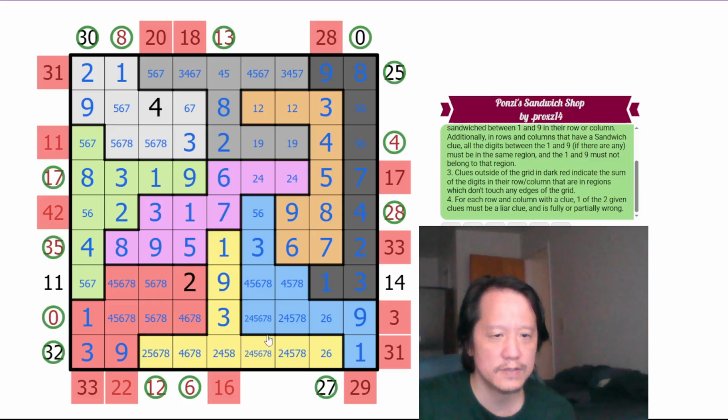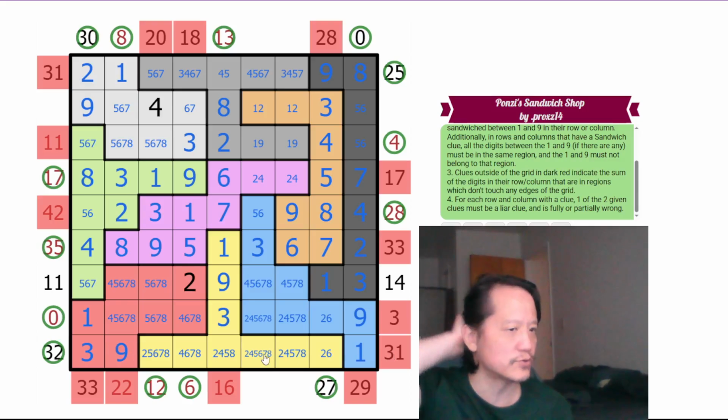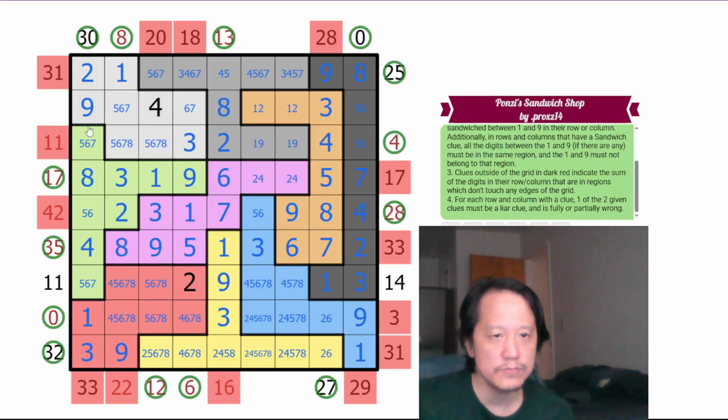It's 11 or 14. None of these digits are in regions that don't touch the edge of the grid. Between the 1 and 9 is 2, 4, 5, 6, 7, 8, which adds to 32. Between the 1 and 9, they are all the same region, they are different regions than the 1 and 9. 4, 5, 6, 7, 8 adds up to 30. They are different regions than the 1 and 9. 8 is the only digit that's in a region that's not touching the edge of the grid, so it's 3 and 9 adding up to 12. 1 and 5 add up to 6. 6 and 7 add up to 13.